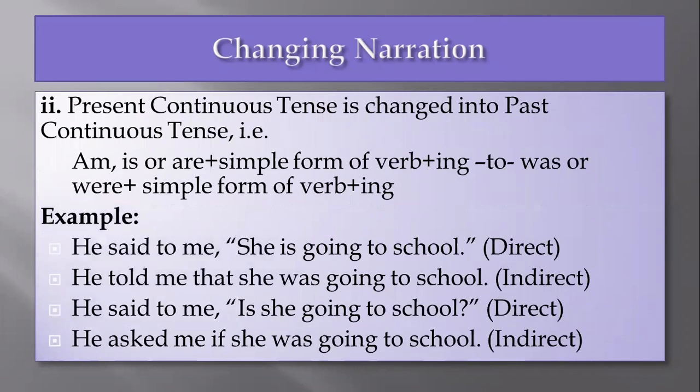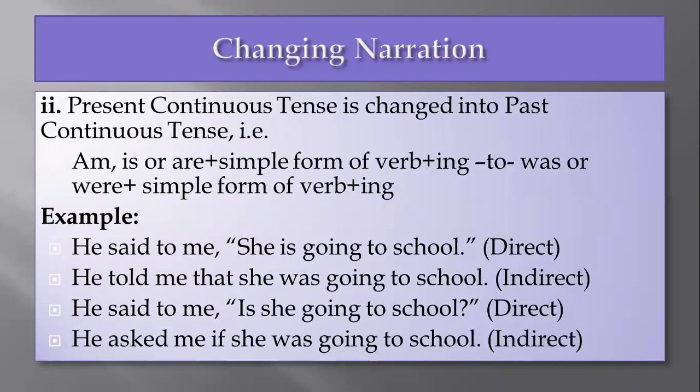Next, present continuous tense is changed into past continuous tense. That is, am, is, or are plus simple form of verb plus ing to was or were plus simple form of verb plus ing. Okay, see the example. He said to me, she is going to school. Direct speech. He told me that she was going to school. It is indirect speech.